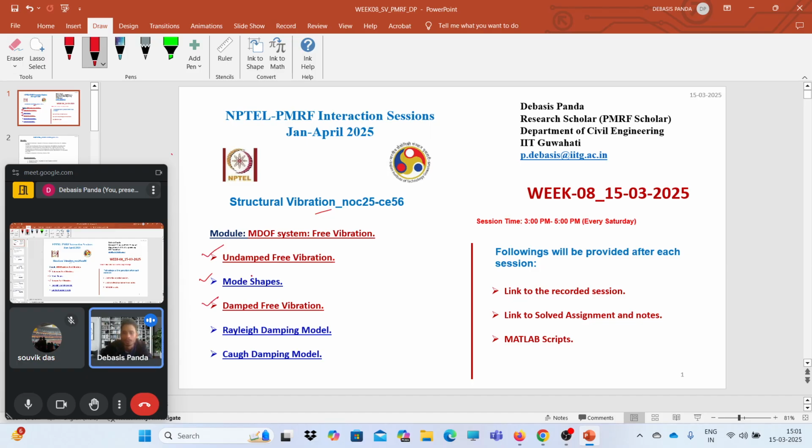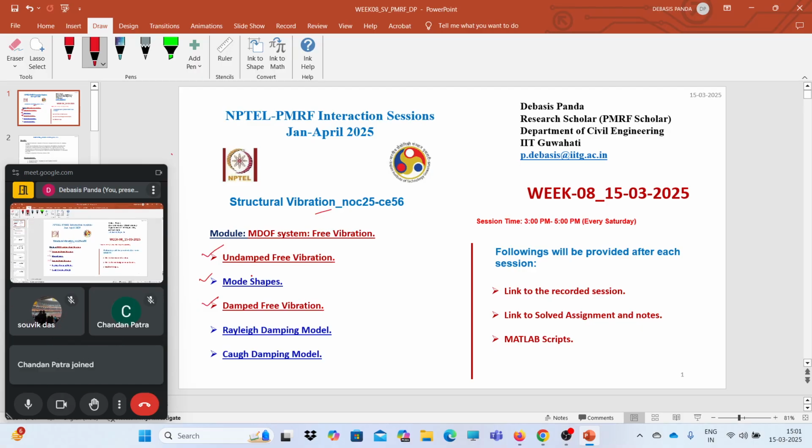Then we will see how to solve damped free vibration in modal coordinates, and then we will go through two damping models. One is Rayleigh and one is Caughey damping. We will see how these damping models work and how these models are formulated. Okay, so first today we will go through the concepts, and simultaneously we will solve the assignments.